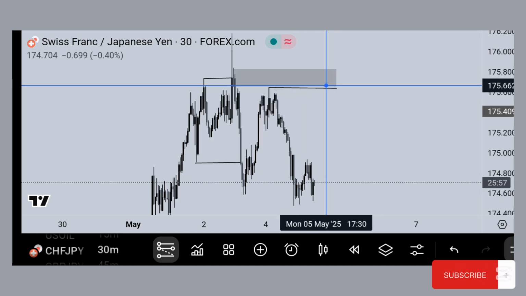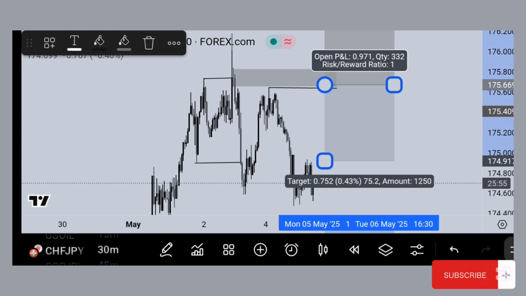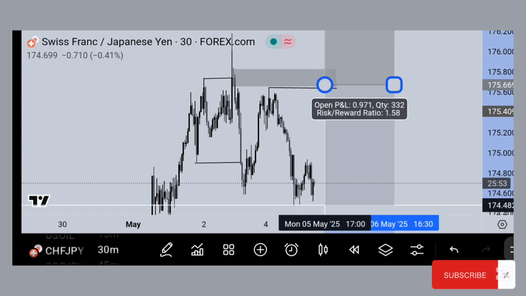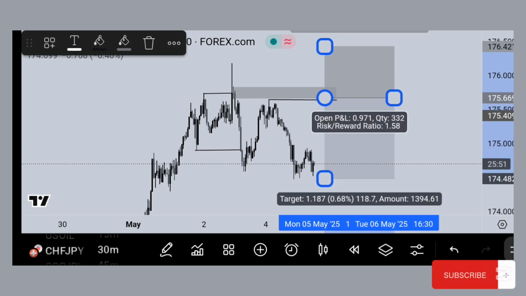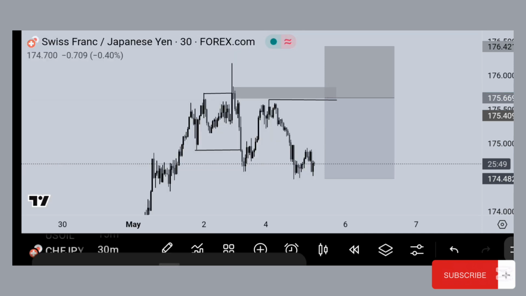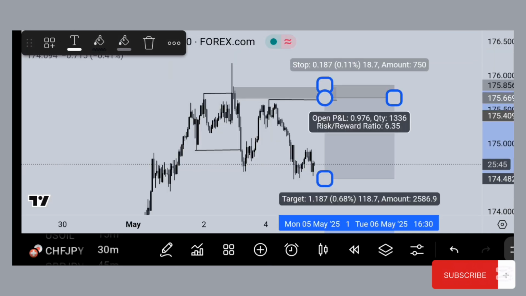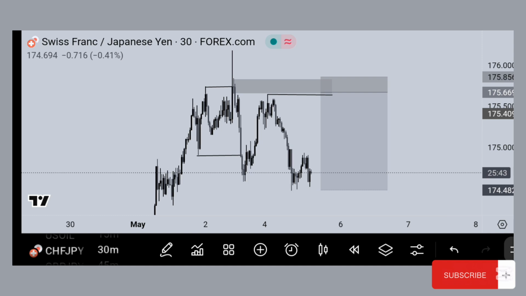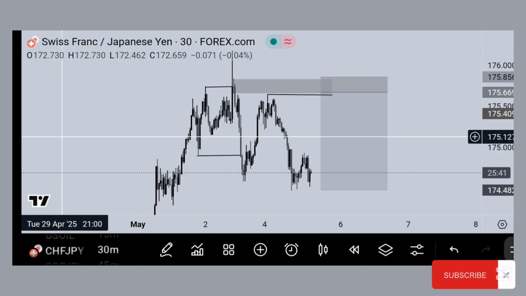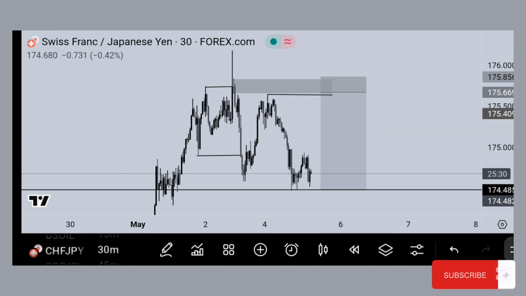In my trade at this point, with my SL, no, I can't be doing SL like this. My SL is above here, something like this. This is a quick 1:6 RR trade. Let's be watching out, guys.